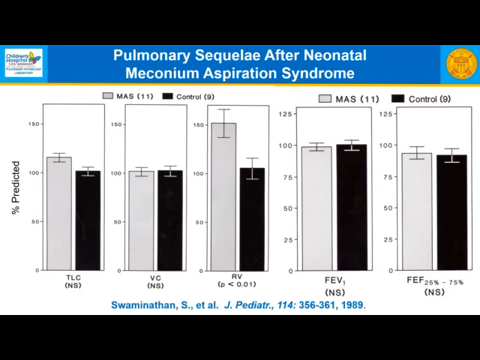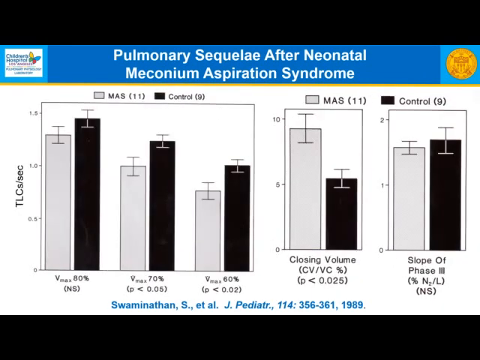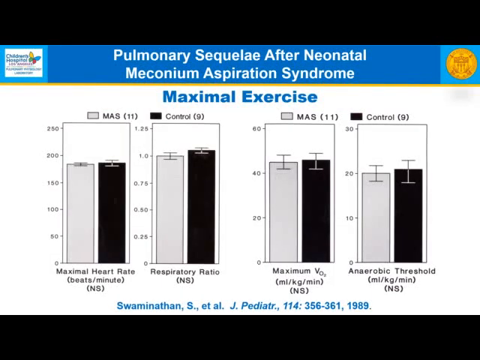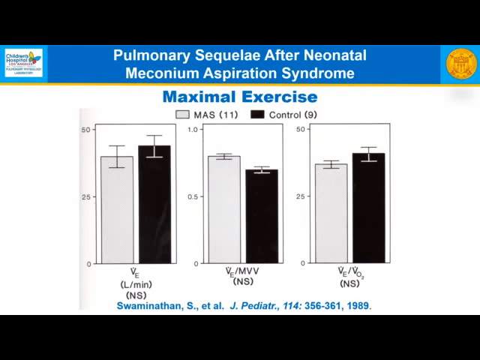And she showed, again, no difference in total lung capacity or vital capacity, but there was hyperinflation. There was no change in the standard spirometry. But if we look at those flow rates corrected for lung volume, they were significantly lower in the aspiration group. Closing volume was higher, which is bad, and slope of phase 3 was not significantly different. So these kids also showed evidence of airway obstruction and hyperinflation. And during exercise, again, maximum heart rate, maximum R was the same. Turned out their maximal VO2 was not significantly different. Ventilation, not significantly different. Ventilation as a fraction of their maximal voluntary ventilation, not different.